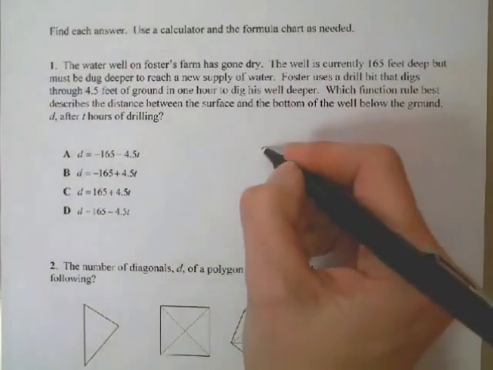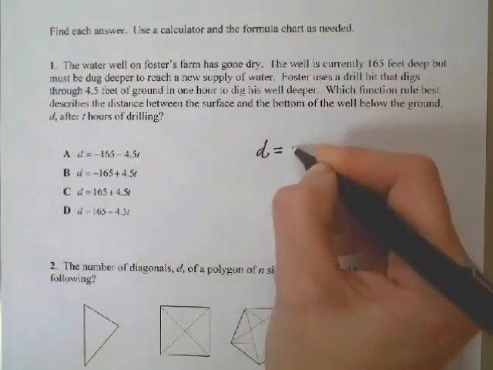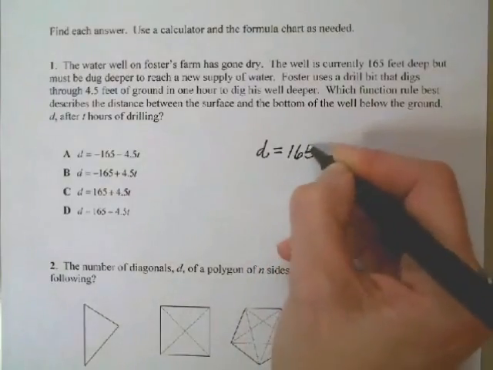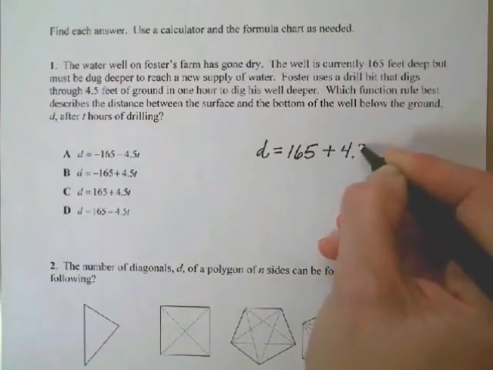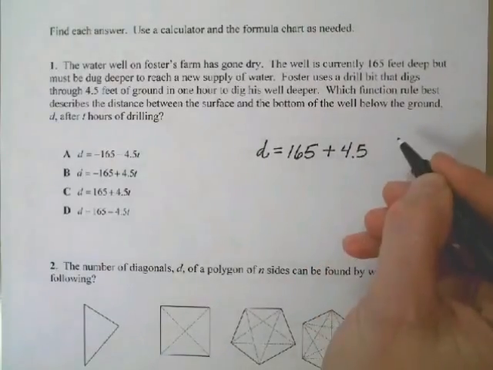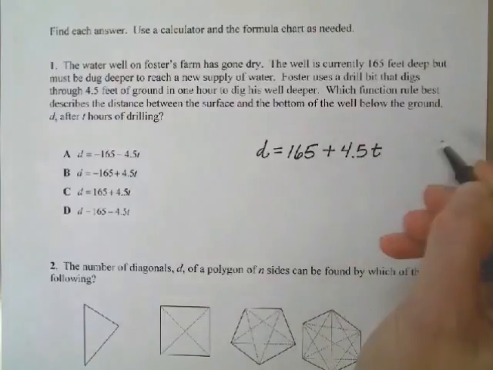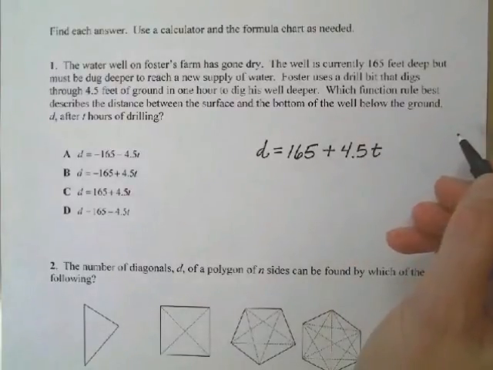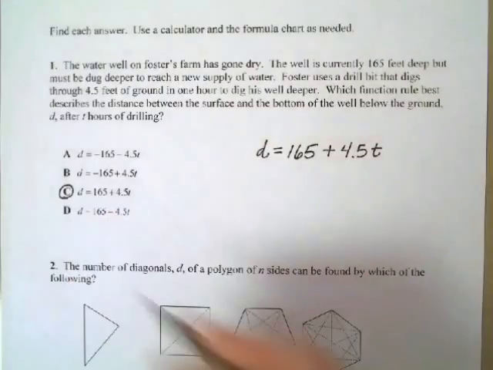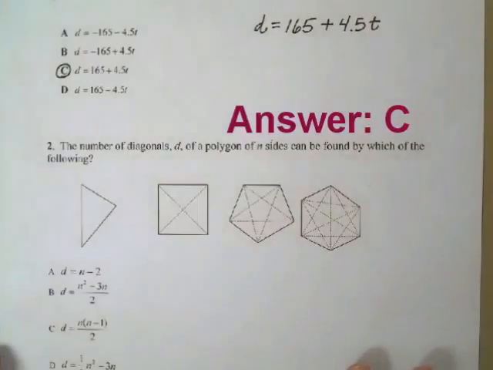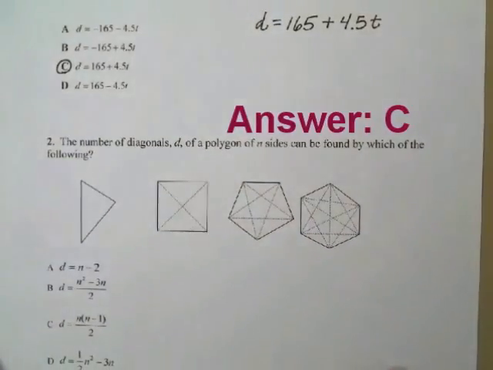Well, our problem gives us two numbers. One is a fixed amount and one is a variable amount. And our distance equals the 165 feet that has already been dug plus 4.5 more ground that's dug per hour. So our equation is modeled with 165 plus 4.5t. Our correct answer is C.